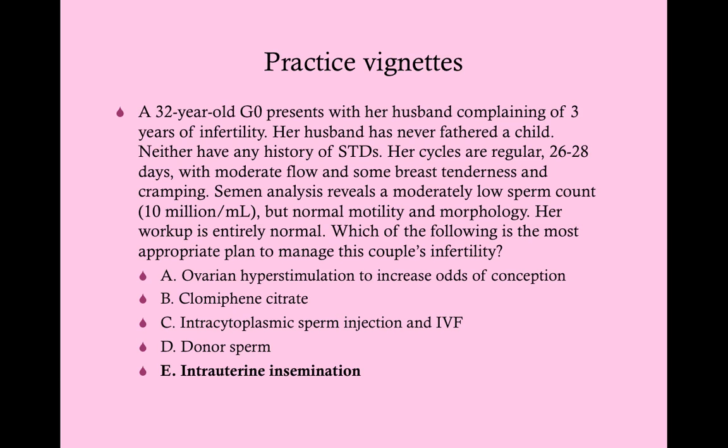If there were issues with morphology and motility, then if you're just injecting the sperm into her uterus, it's going to be difficult for abnormal sperm to actually even make it up to the egg. So if you have issues with motility and morphology, or you have a really, really low sperm count, talking more like 5 million per mL, then you'll want to do intracytoplasmic sperm injection and IVF, because you'll need to directly fertilize that egg and then put it into her. But for just moderately low sperm counts, you can concentrate and wash the sperm, put it right up into the uterus, and this is intrauterine insemination.